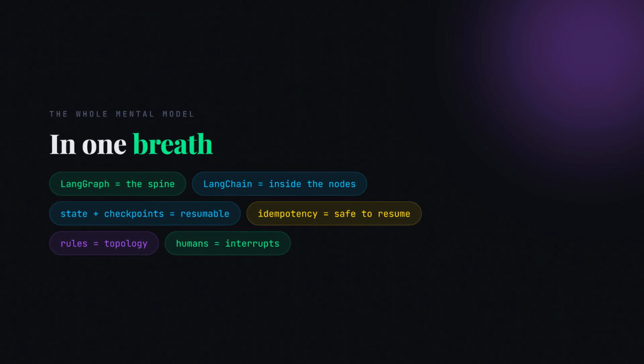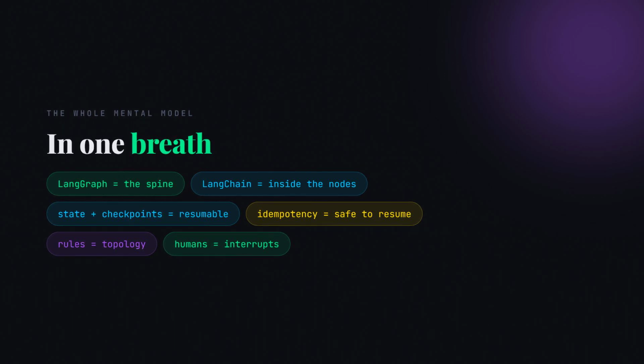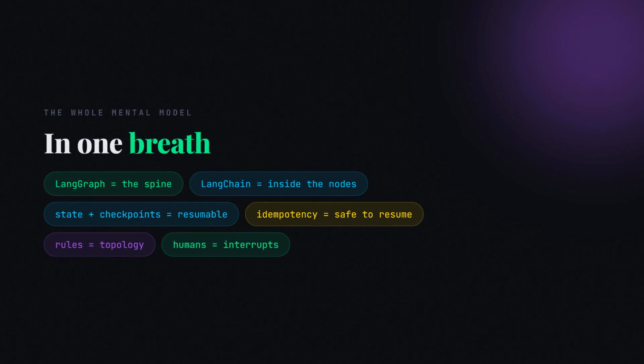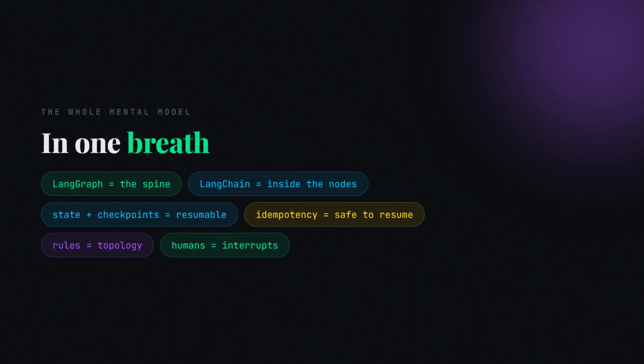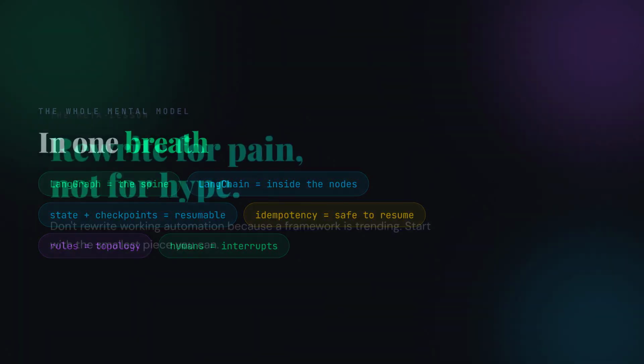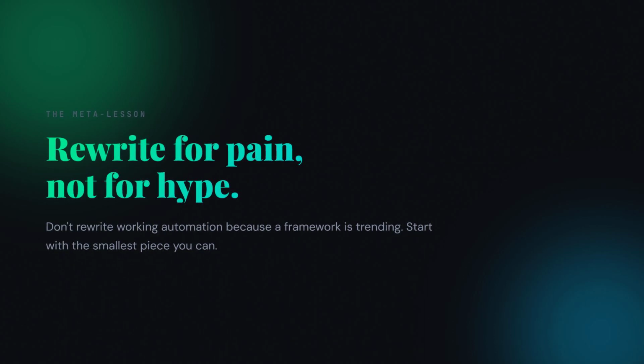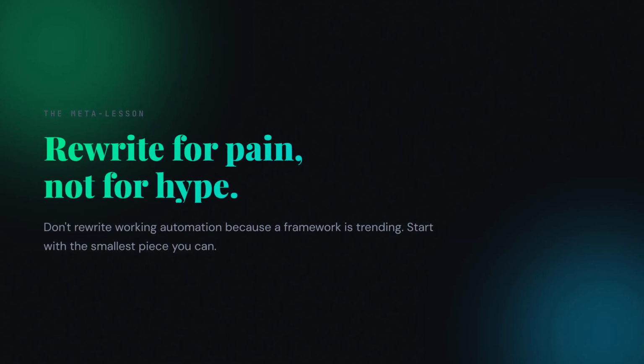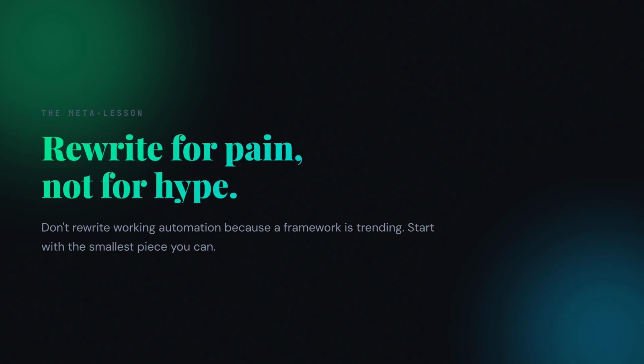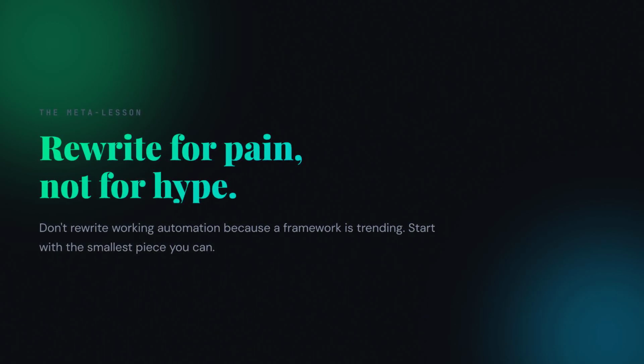Let's recap the whole mental model in one breath. LangGraph is the spine. LangChain lives inside the nodes. State plus checkpoints give you resumability. Idempotency makes resuming safe. Hard rules live in the topology. And humans gate the graph through interrupts. The meta lesson is bigger than these two libraries. Don't rewrite working automation because a framework is trending. Rewrite it when the pain is real. And start with the smallest piece you can.